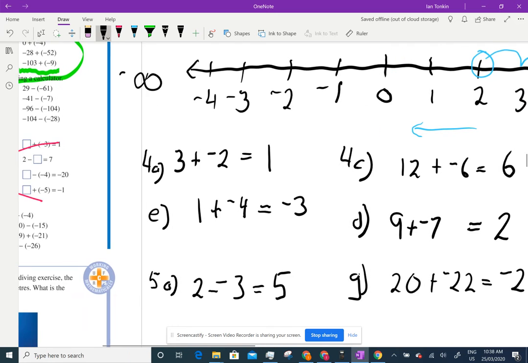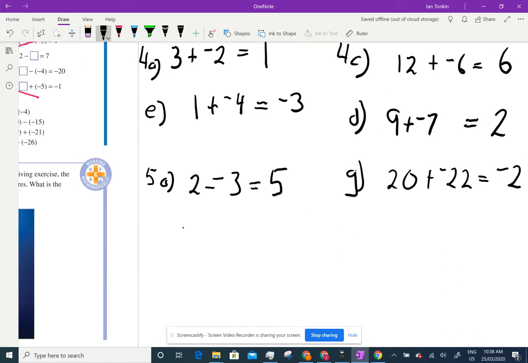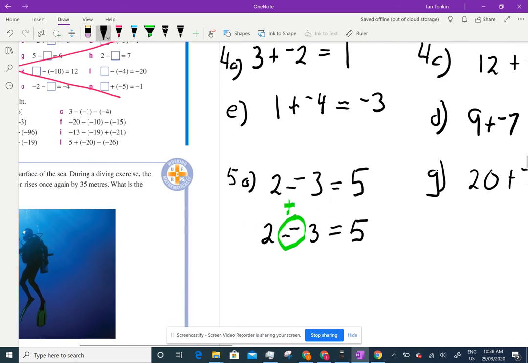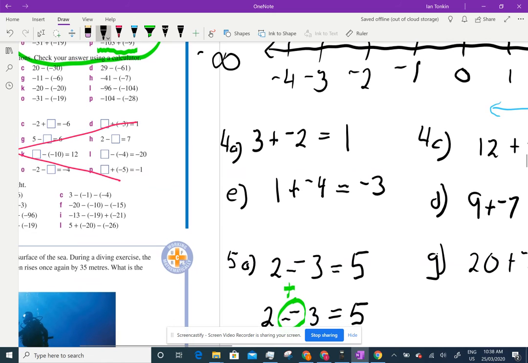But it's much, much easier if you think about it. 2 minus negative 3 equals, now watch this, if I look at those two signs, they're the same. I can replace them with a plus. And 2 plus 3, well, we should know how to do that. That's just 5. So these are going to be incredibly easy. Let's have a look at C.